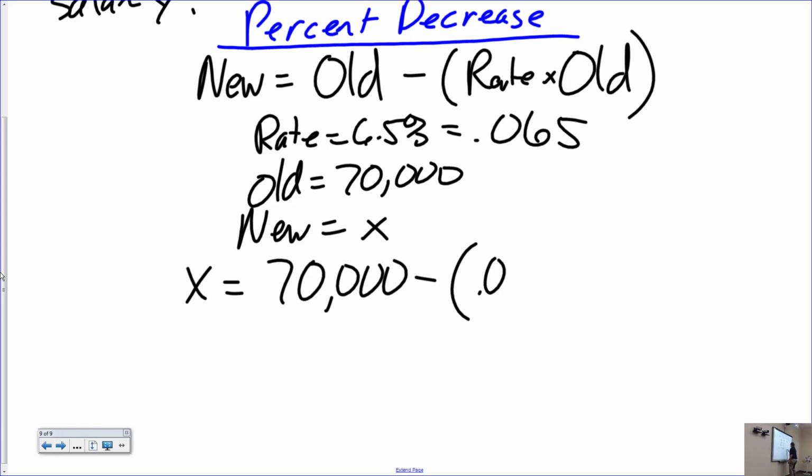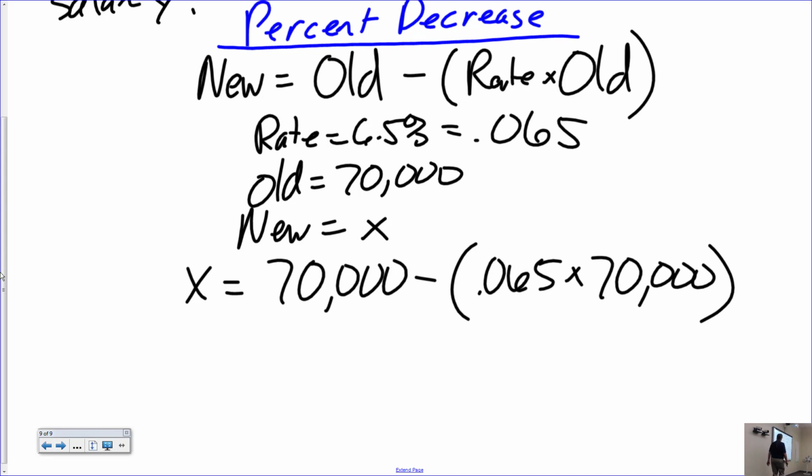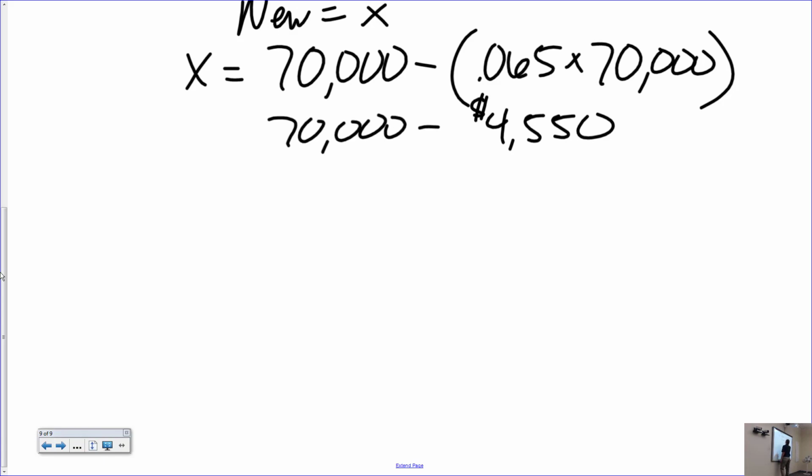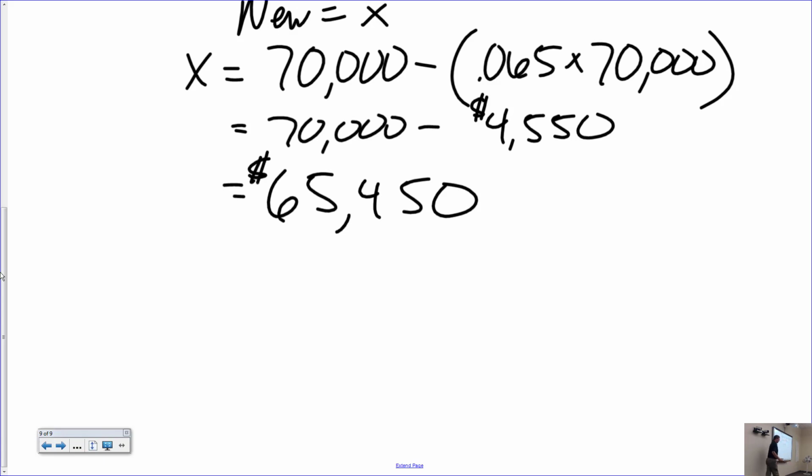70,000 minus 0.065 times 70,000. And what's 0.065 times 70,000? Is that 4,550? And again, note folks, that represents my pay cut. That's the actual dollar amount that I had removed from my salary. So what am I down to after this pay cut? Down to $65,450 per year.